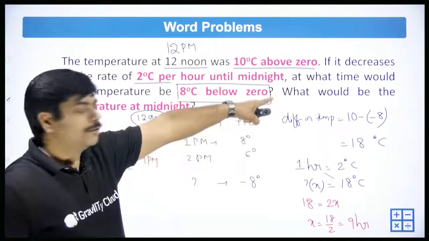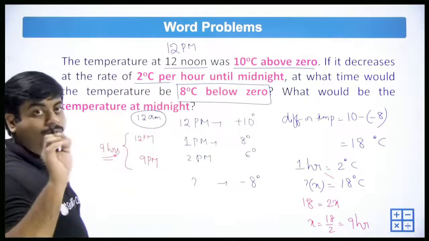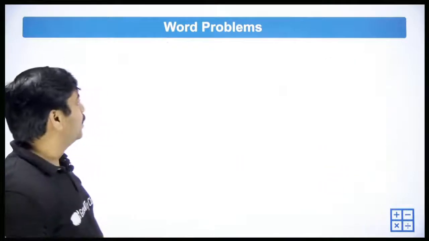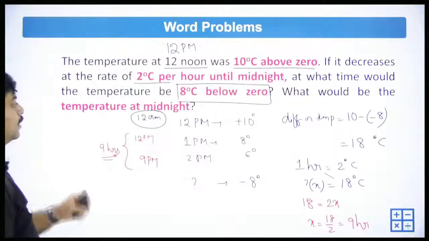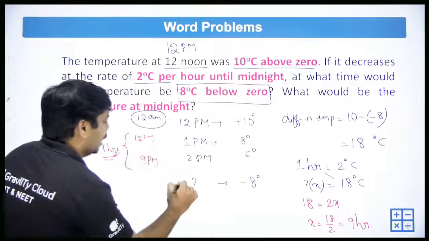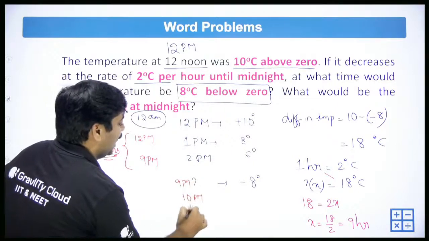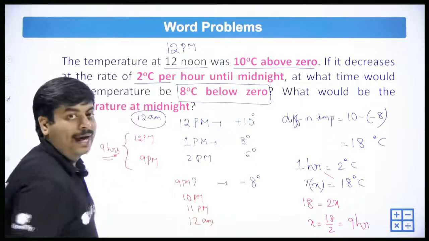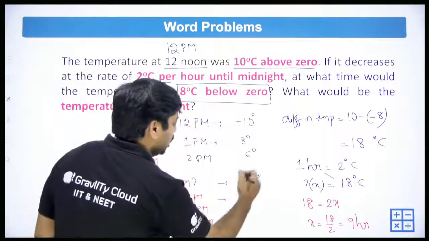There is one more part of the question. What would be the temperature at midnight? Midnight means 12 a.m. Let me tell one thing here. At 9 p.m. you have minus 8. So 10 p.m., 11 p.m., and 12 a.m.